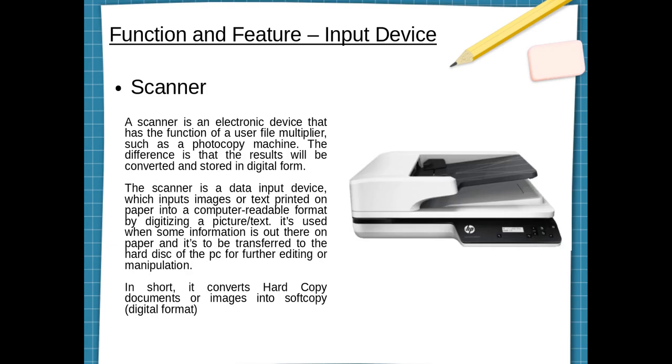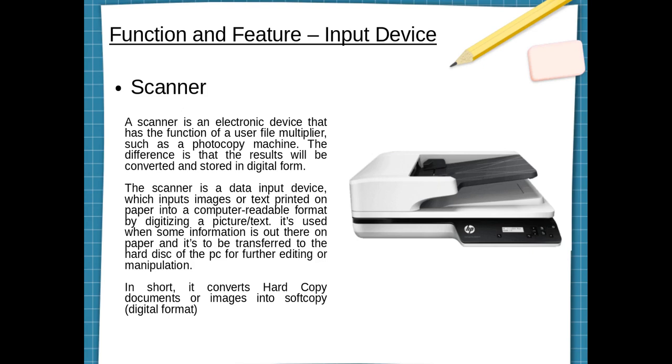Next input device, scanner. A scanner is an electronic device that has the function of a file multiplier, such as a photocopy machine. The difference is that the result will be converted and stored in digital form too. The scanner is a data input device which inputs image or text printed on the paper into a computer readable format by digitizing a picture or text.